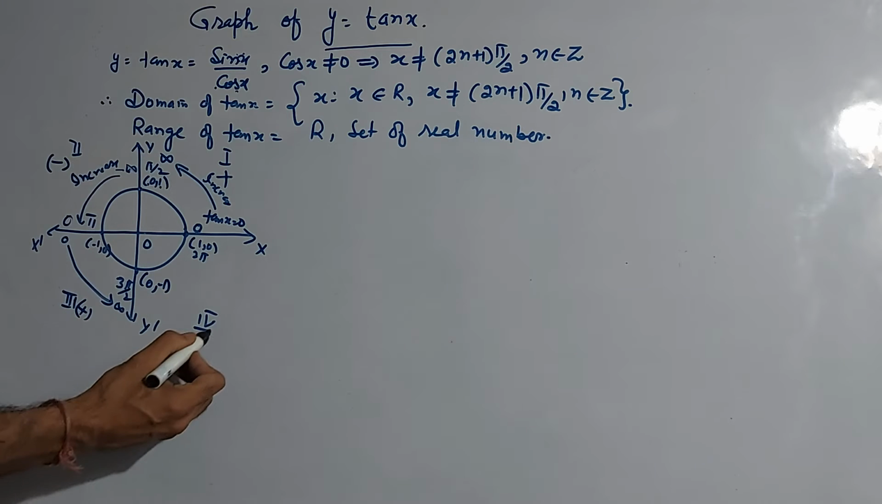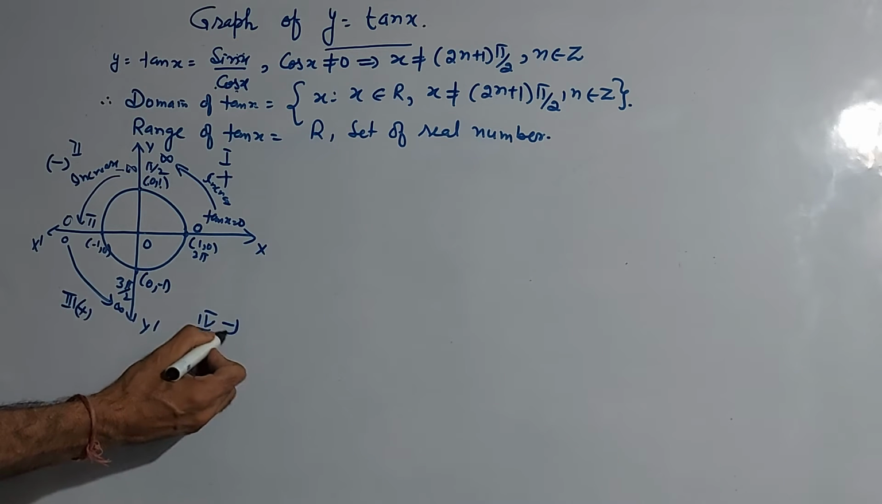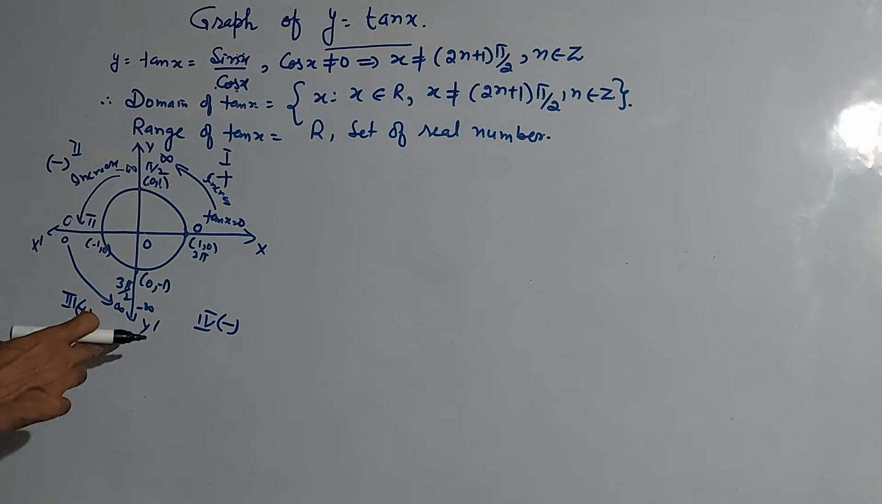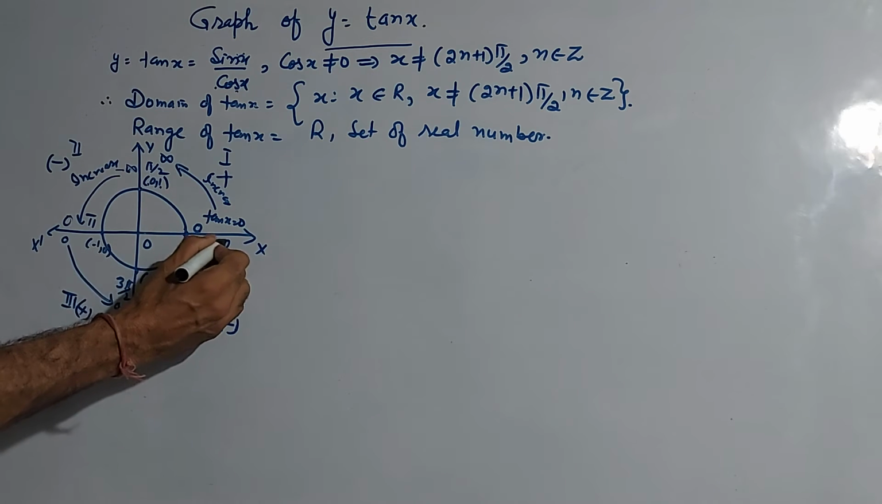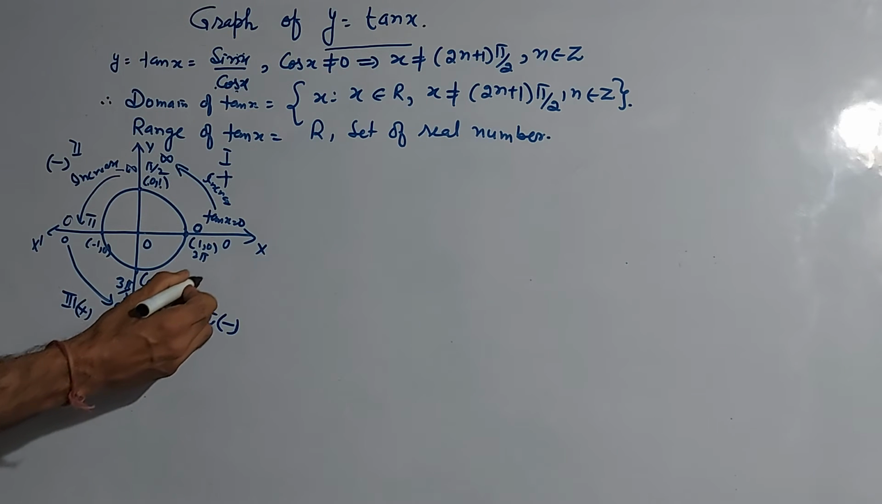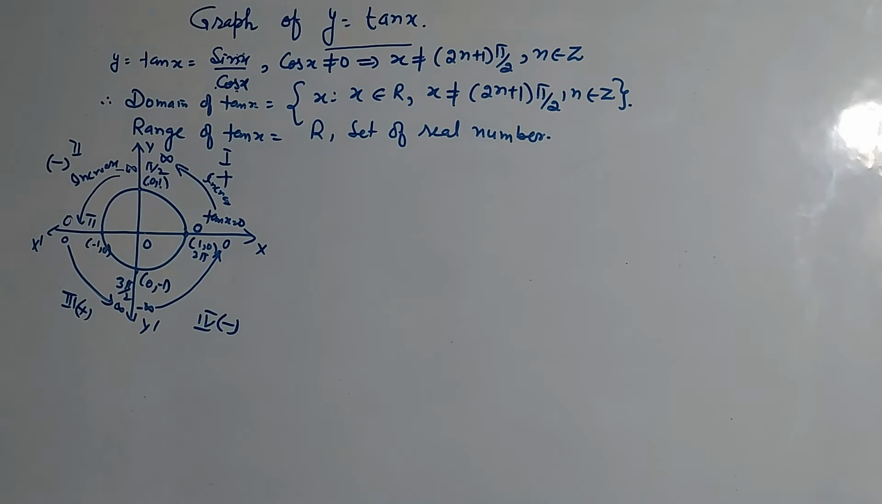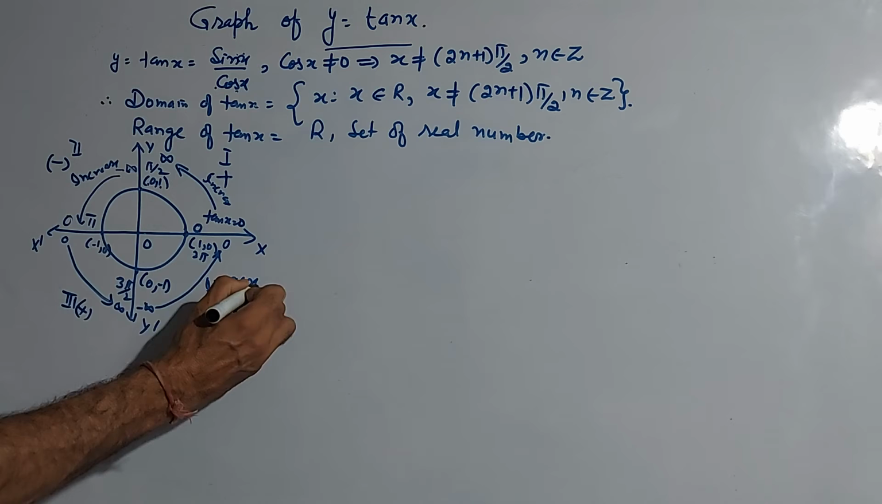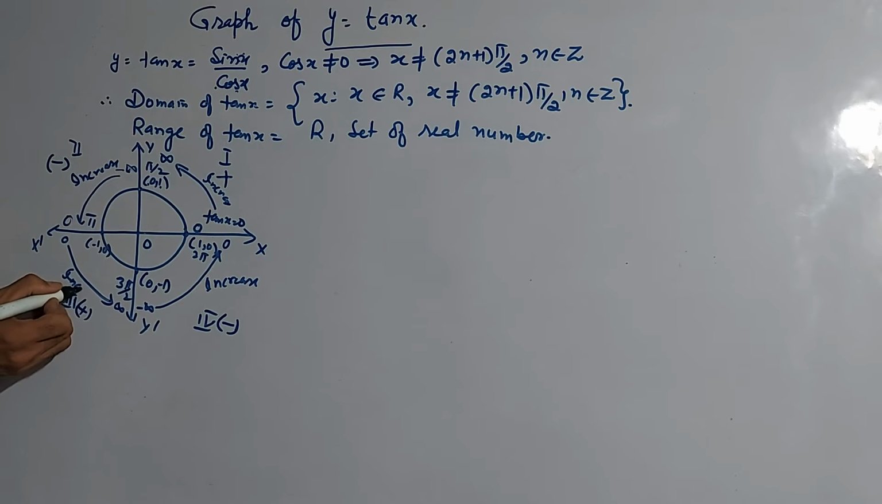And here in the fourth quadrant tan is negative, and on this side very close to 3 pi by 2 the value is negative, and here at 2 pi the value is 0, so it will increase from minus infinity to 0. So we see here in the fourth quadrant the values are increasing.